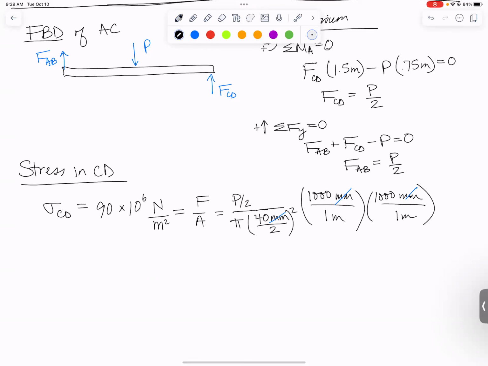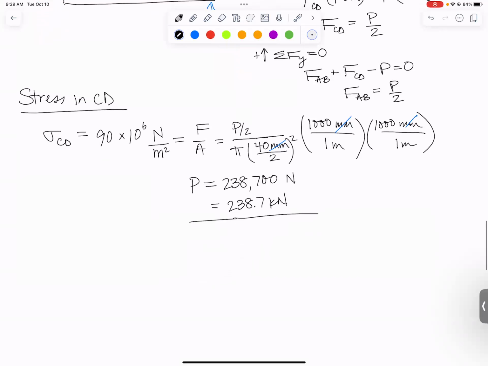So rearranging all of this, solving for P, I get that P is 238,700 newtons, or you could write that as 238.7 kilonewtons. So that's how much force I'd have to apply in the middle of the beam to cause post CD to crumble and crush and fail.